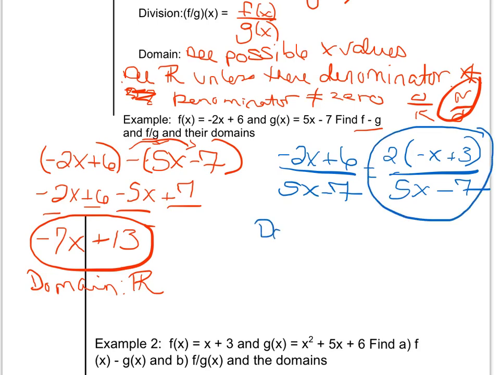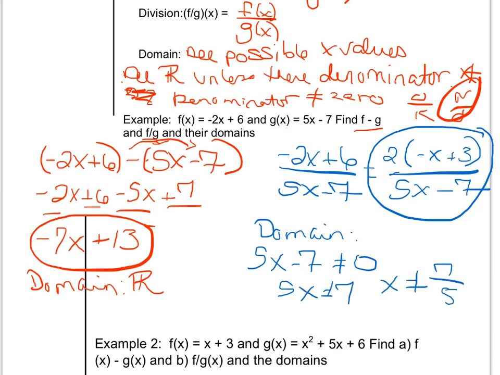In order to define my domain, I'm going to say that my denominator cannot equal 0. Solving this, I'm going to add 7, and I'm going to divide by 5, giving me x cannot equal 7/5. So there would be my domain for this one.